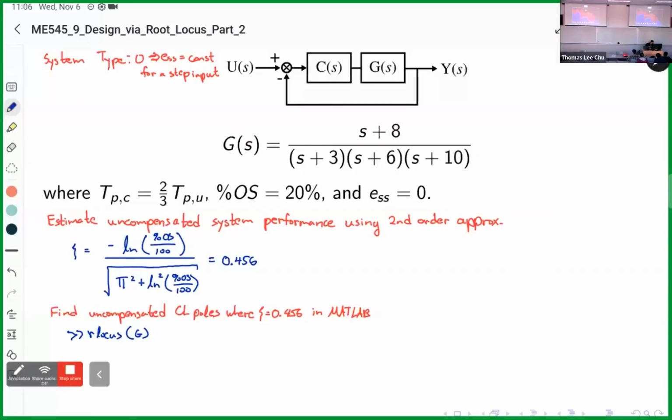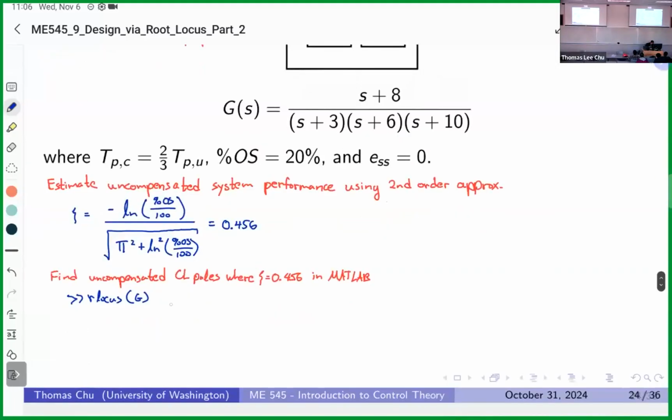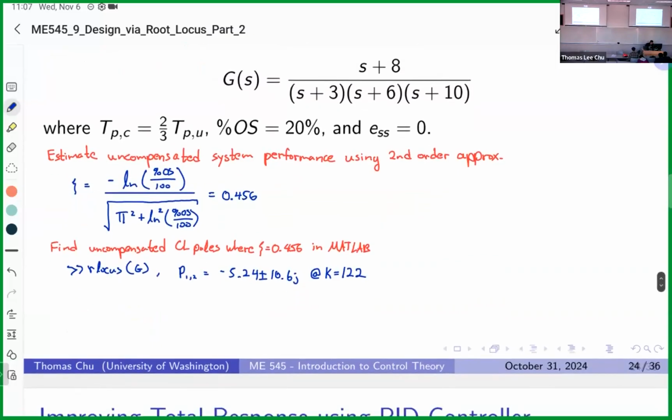All right. So from root locus, we found that our uncompensated poles are at minus 5.42 plus or minus 10.6j with a gain of K equal to... On there it was 121, but in my notes I have 122. It's not going to really make a difference. I'm just using 122 because I think my numbers are based off of K equal to 122, so I'm just going to be safe here and not deviate from my notes.